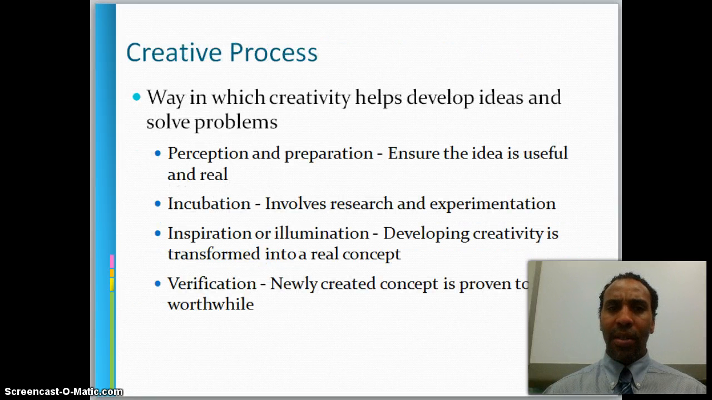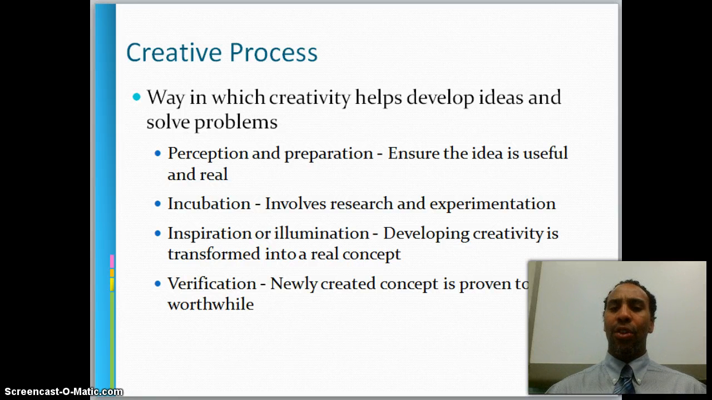So the creative process is the ways in which creativity helps develop ideas and solve problems. Perception and preparation ensure the idea is useful and real, right? Is the idea useful, and is it real? If it's not useful, then what are you coming up with the idea for? We have to stick with reality. Incubation involves research and experimentation. Inspiration or illumination is when developing creativity is transformed into a real concept. So you have this great idea, but how do you put that idea on paper and figure out how to put it out in the marketplace?